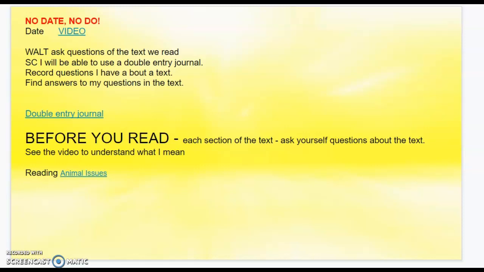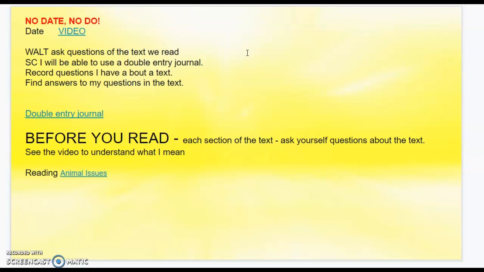Hi, Litbits. Your new learning is we are learning to ask questions of the text we read. When you're successful with this, you're going to be able to use a double entry journal. You'll be able to record questions that you have about a text, and you'll be able to find answers to your questions in the text.